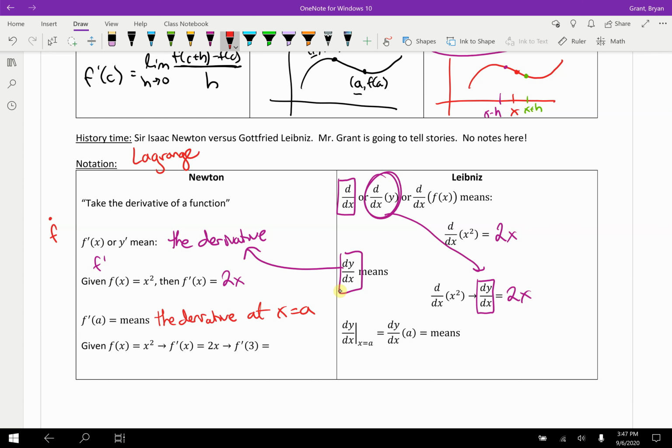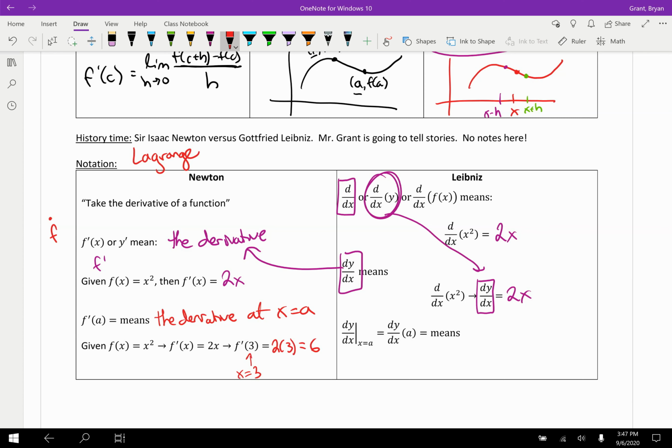So an example, if f of x is x squared, and we know that f prime of x is 2x from the opener, then to find f prime of 3, that would be 2 times 3, which is 6. So the derivative at x equals 3 is 6.